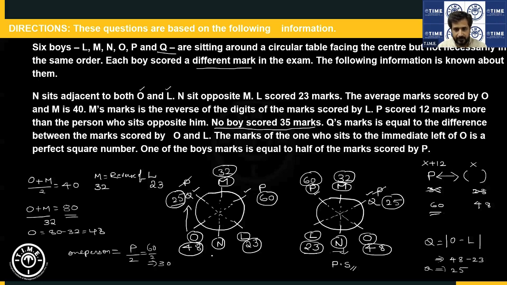Now where do you have the scope to place 30? N. So N scored 30. In this case, where you have the scope to place 30, N only. But as per the previous data, the marks of the one who sits immediate left of O is a perfect square number. So immediate left of O is N, and N must have scored perfect square marks. But as per this clue, N scored 30 marks. So it is not satisfying the condition. So we can say that case 2 is eliminated, and we have only one case. Clear? Right. So N scored 30 marks.